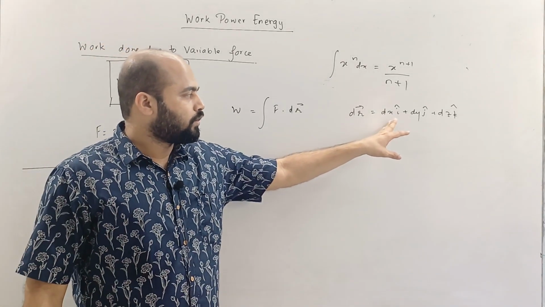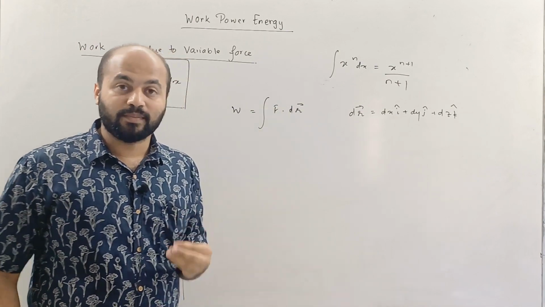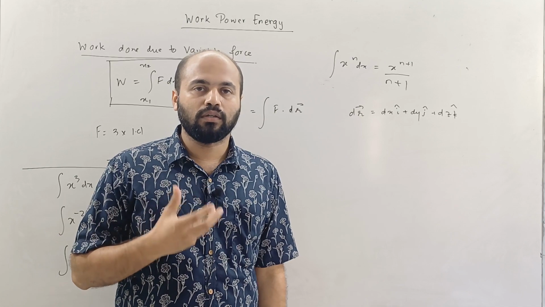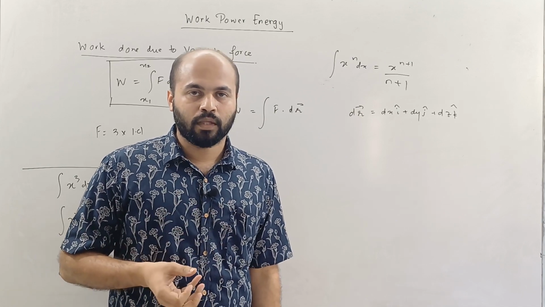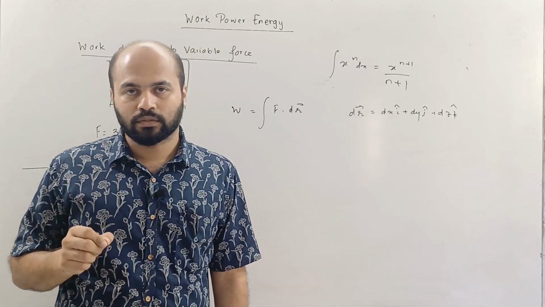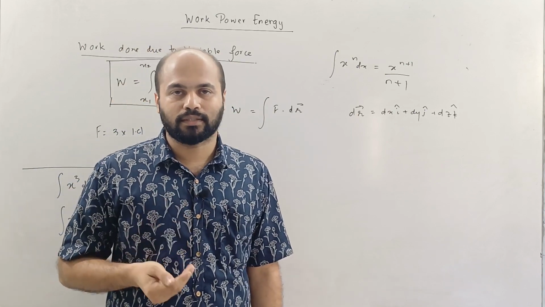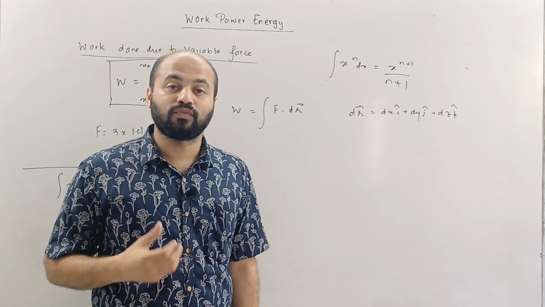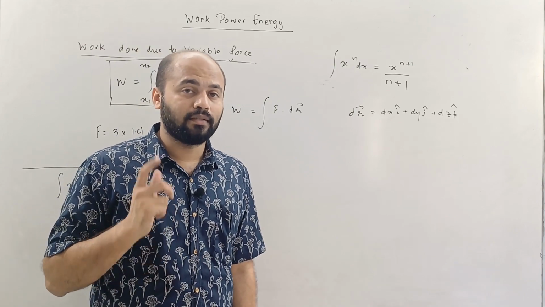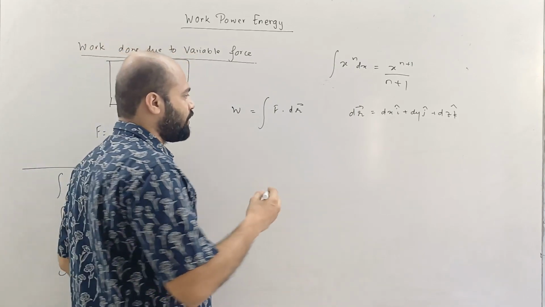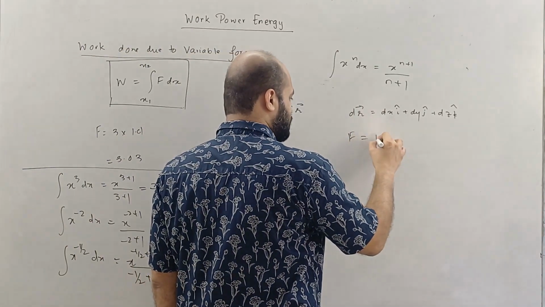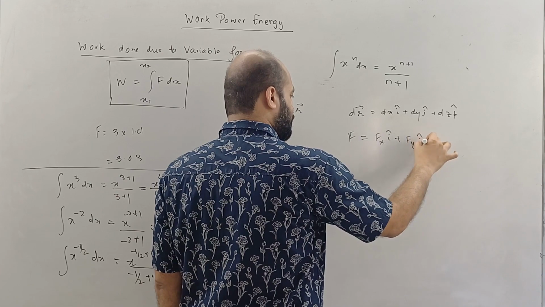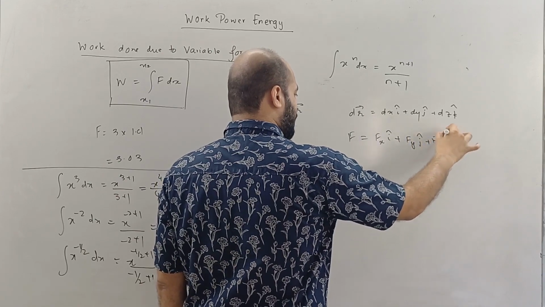Now the displacement along x will primarily happen because there will be a force along x. Because there will be a force along y, there will be displacement along y. And because there will be a force along z, the same thing will happen in z. That means we need to write this force as Fx i cap, Fy j cap, and Fz k cap.